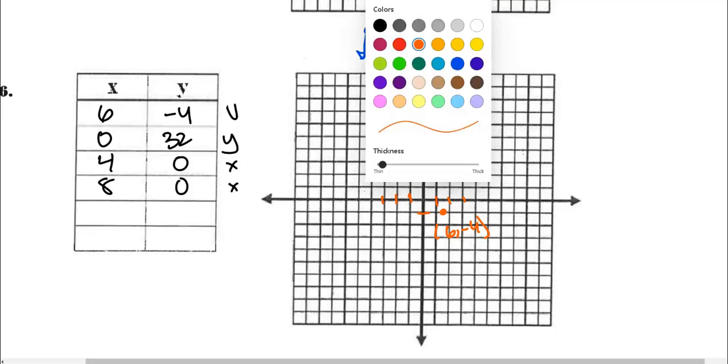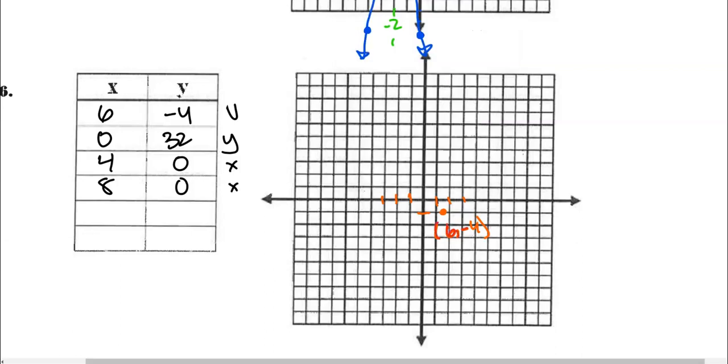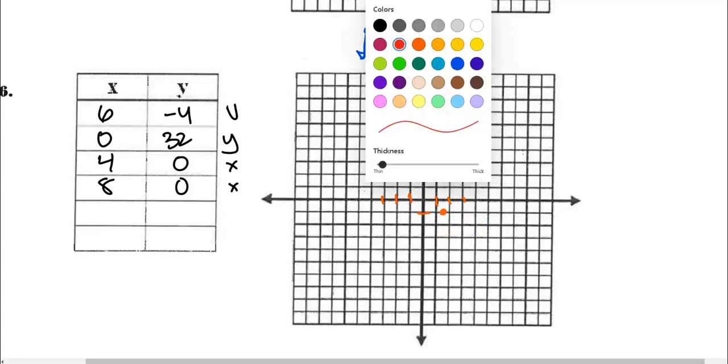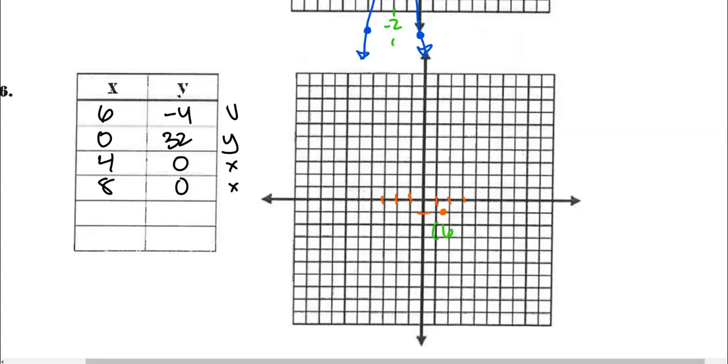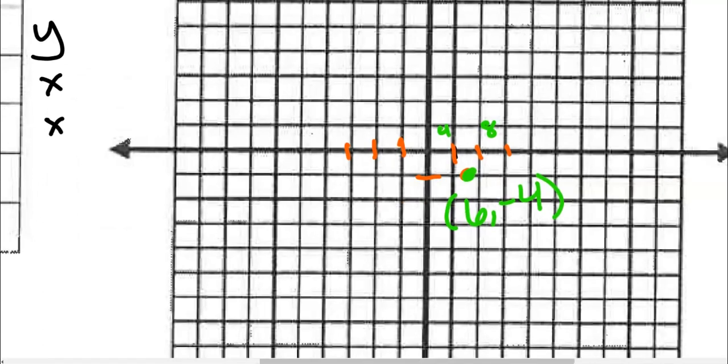That's hard to see. Try to do red. Was red easier to see? Six, negative 4. Try green. Okay. Is that better? Kind of? You get it. Okay. So remember this is 4 and this is 8, right? So in between 4 and 8, that's my 6. Okay. And then we went down to negative 4. So that's why this point is right here.